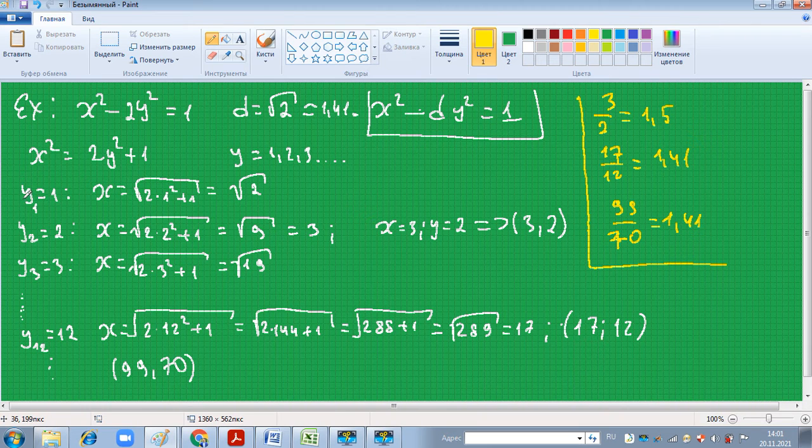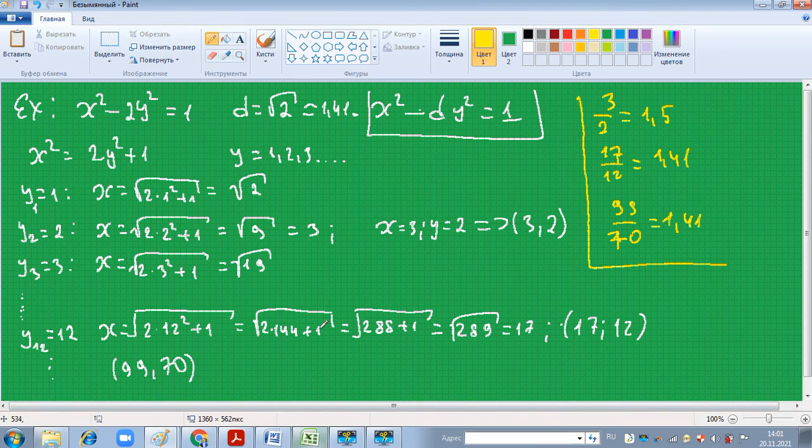Okay, let's find the first values. First, y equals 1. Substitute in the place of y: x equals the square root of 2 times 1 squared plus 1, which is the square root of 2. The second, y equals 2. Substitute in the place of y: 2 times 2 squared plus 1 equals 9, the square root of which is 3. Okay, x equals 3, y equals 2, therefore (3, 2).